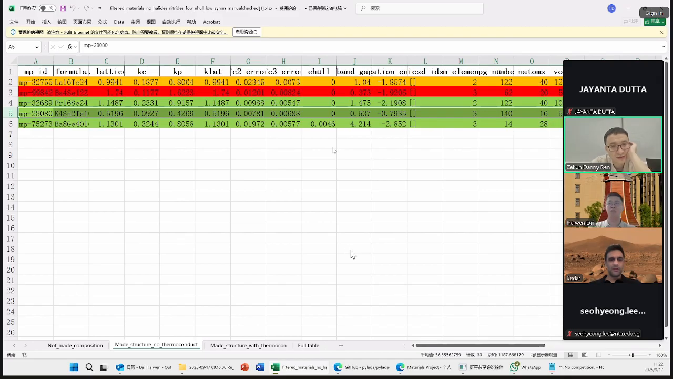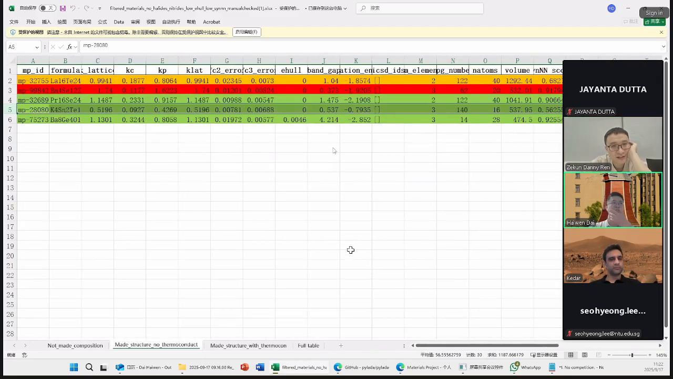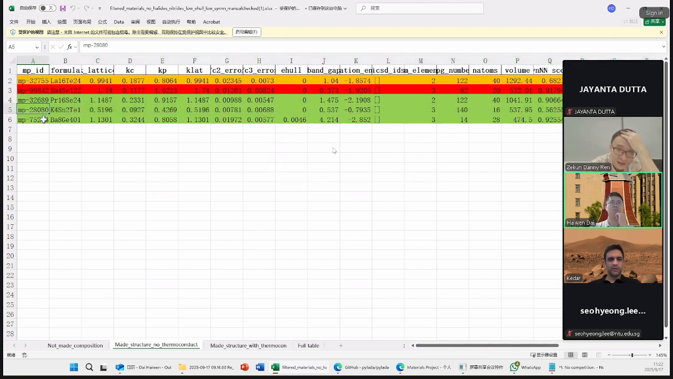Should we pick 1 or 2 out of these 5? It's up to you guys. What I can do is tell you which phases have been made, and there are literature references that tell you how to make them. Sorry, what does the green mean again? The green means that I can find experimental reports making this exact compound, and the structure matches, without thermal conductivity measurement.